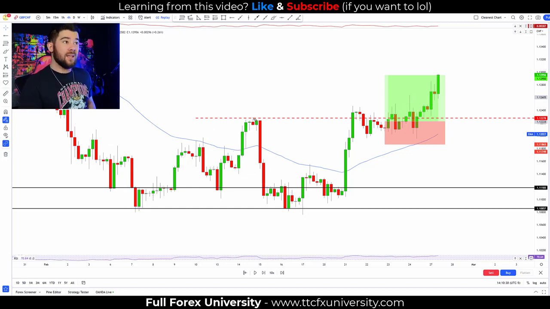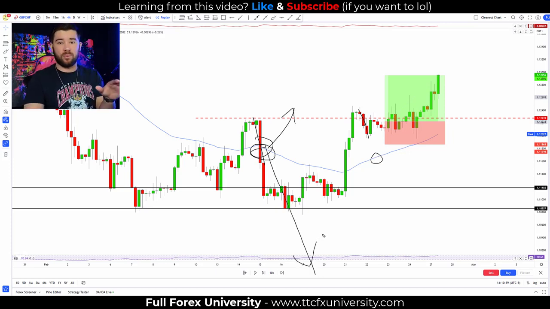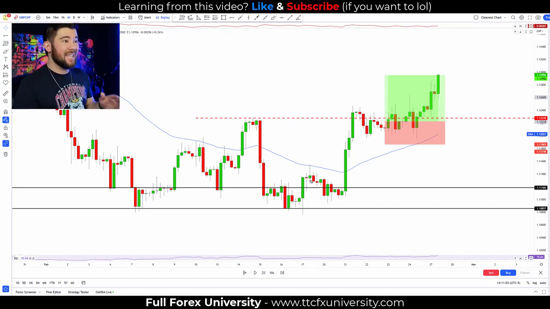But then the pullback here closes below the 50 EMA, negating our ability to place a trade based on the second rule we have, which is our pullback cannot close below the 50 EMA. If we do, in fact, close below that 50 EMA, I'm no longer seeing this as a possible reversal. I'm seeing this as possible continuation to the downside, and I don't want to press the buy button until that changes. And so, in this case, we have prices pushing up and finally breaking and closing above a resistance level.